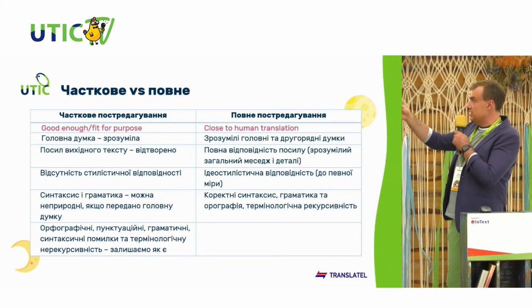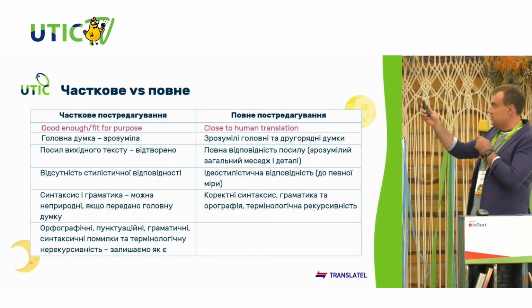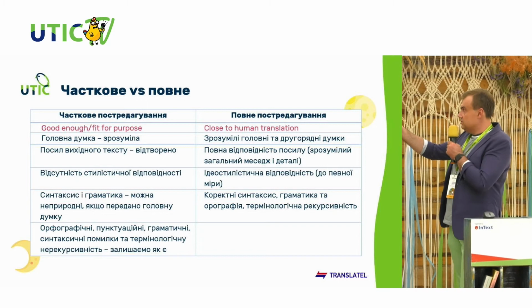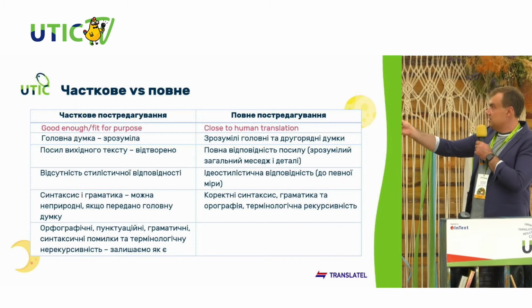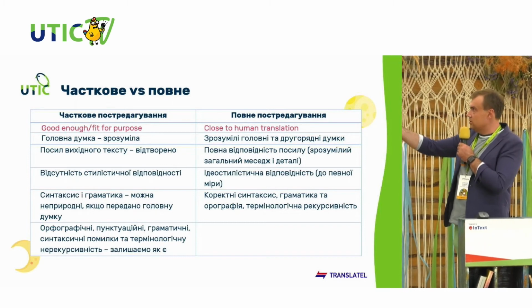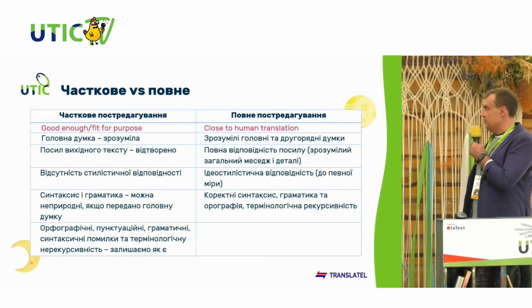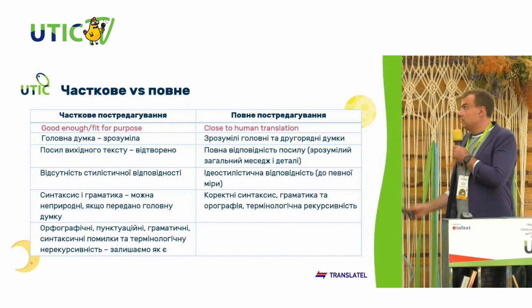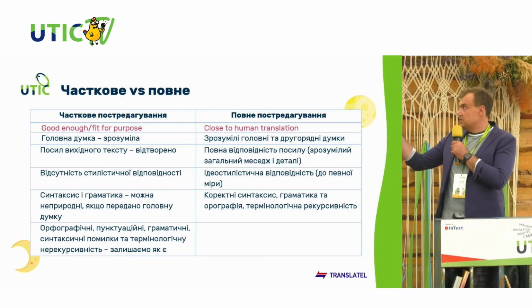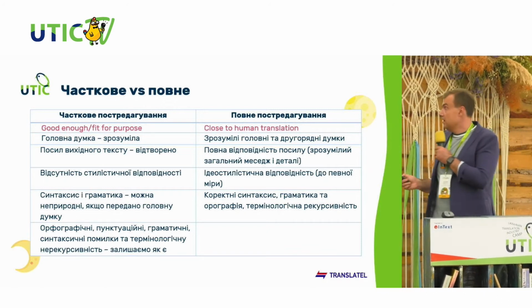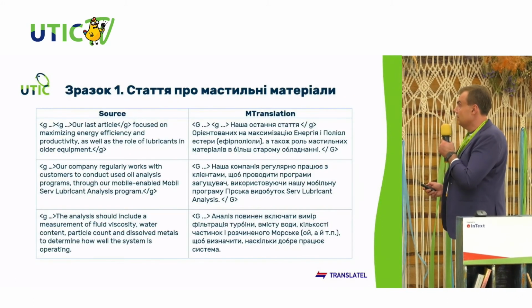In the partial, a clear understanding of the outcome source; in the full, a clear understanding of the purpose with the full message and details. Partial: lack of stylistic correspondence and alignment; in the full, ideal stylistic alignment. Partial: syntax and grammar could be unnatural but with a clear main thought; and in the full, correct grammar, orthography, terminology, aggressivity, syntax, and so on. And in partial, of course, we just don't correct it. We leave it as this.